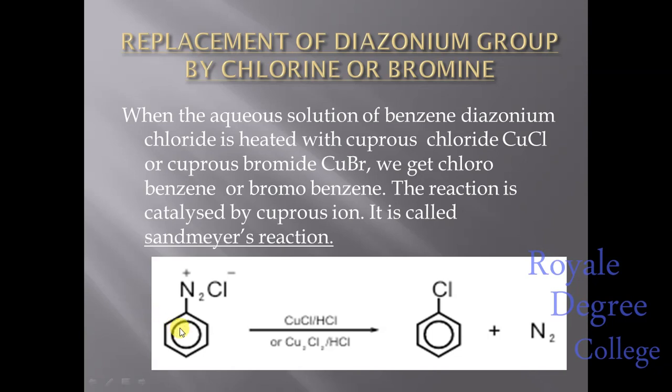We are taking benzene diazonium chloride. In that we are adding CuCl and HCl. Then here what will happen? This N2 is coming out. We are getting the side product as nitrogen gas, and this Cl is going to attach to the benzene, and we are getting chlorobenzene here.